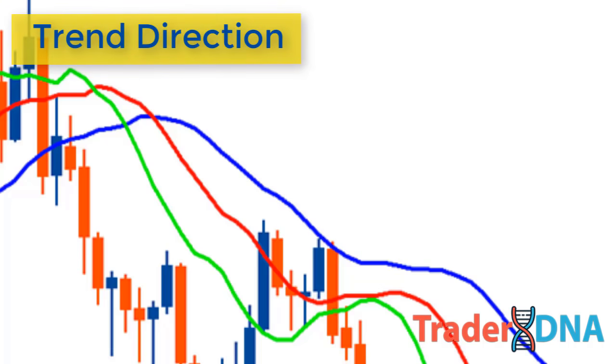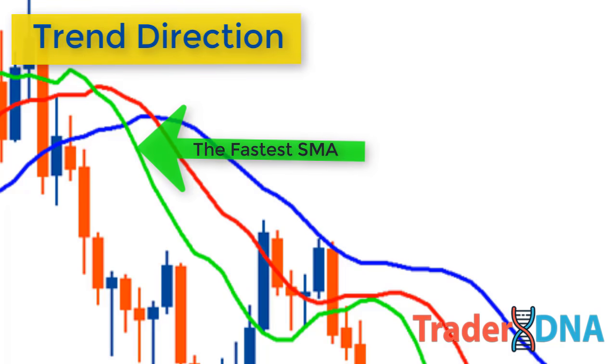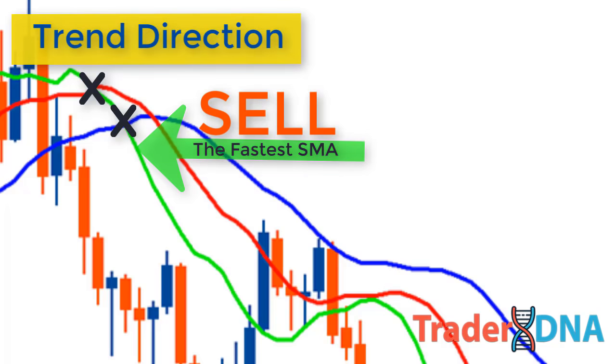You can learn the trend direction following the fastest or green moving average. If it crosses other lines from top to bottom, it's a signal to sell. When it breaks above both moving averages, it's a signal to buy.